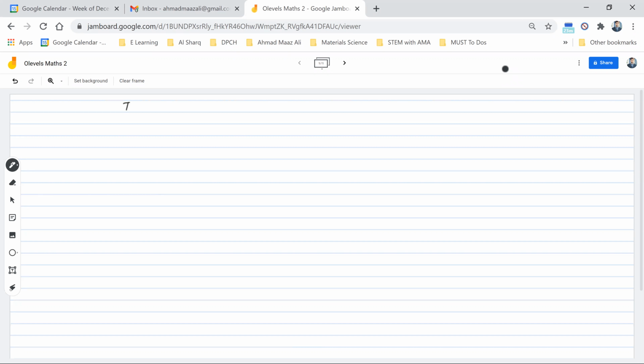It is basically topic 4, and it says algebraic expressions and manipulations. Algebraic expressions and manipulations. So basically all you need to do is deal with equations over here. All right.